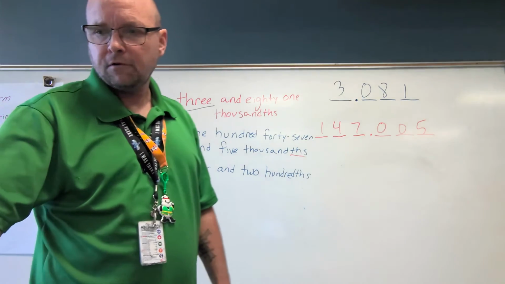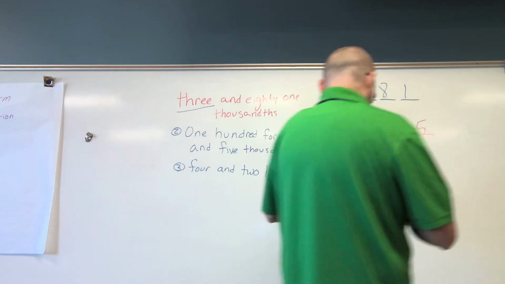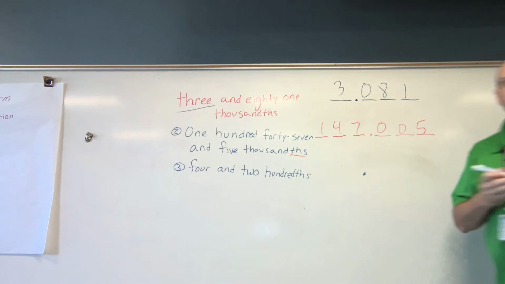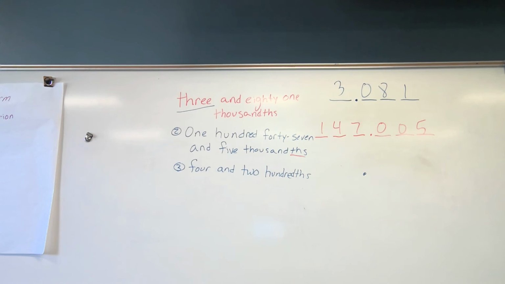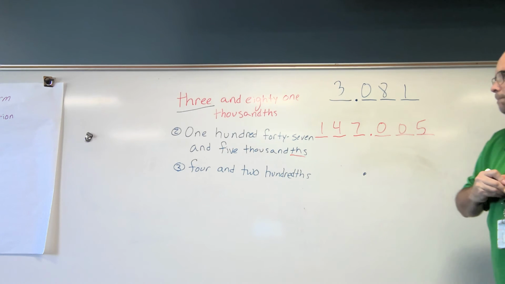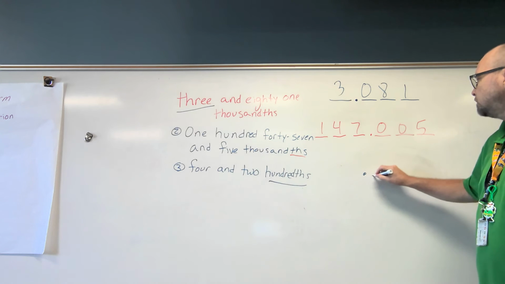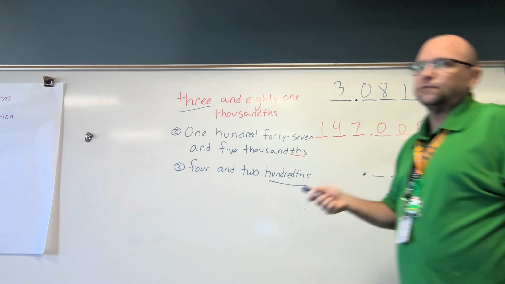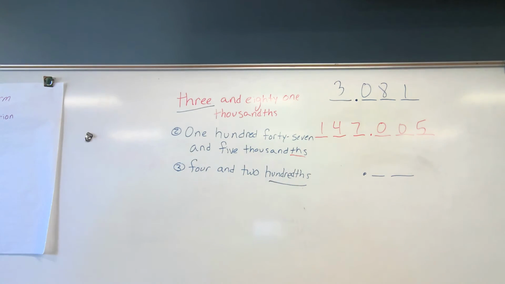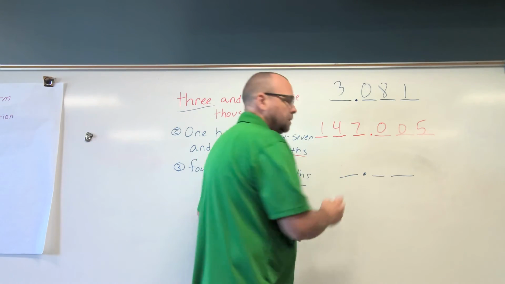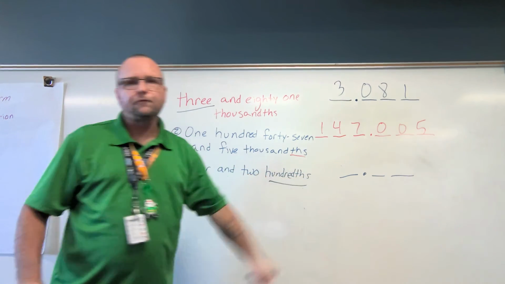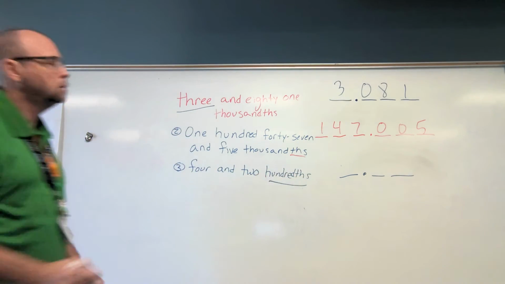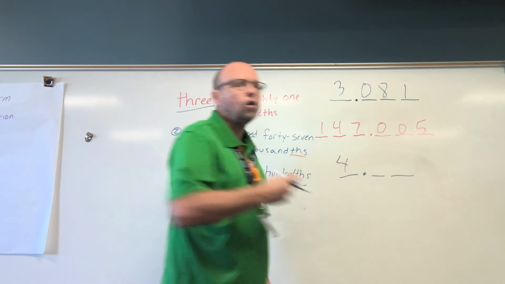Now we have 4 and 2 hundredths. Serenity, do I have a decimal point? Yes. How many numbers do I have behind the decimal point, Serenity? 2, because it goes to the hundredths. All right, we have 4 and 2 hundredths. Do I have anything in front of the decimal point, Serenity? Yes. How many numbers? 1. 1 number in front of the decimal point. All right. Tell me what we start off with in front of the decimal point. 4.